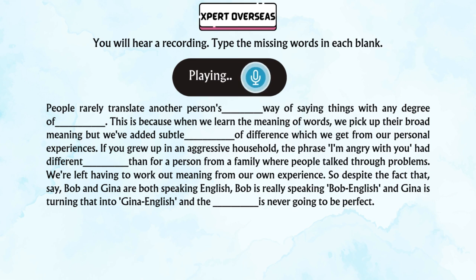People rarely translate another person's unique way of saying things with any degree of accuracy. This is because when we learn the meaning of words, we pick up their broad meanings, but we add subtle shades of difference which we get from our own personal experiences. If you grew up in an aggressive household, the phrase, "I'm angry with you," had different associations than for a person from a family where people talked through problems. We're left having to work out meaning from our own experience. So, despite the fact that, say, Bob and Gina are both speaking English, Bob is really speaking Bob English and Gina is turning that into Gina English, and the translation is never going to be perfect.